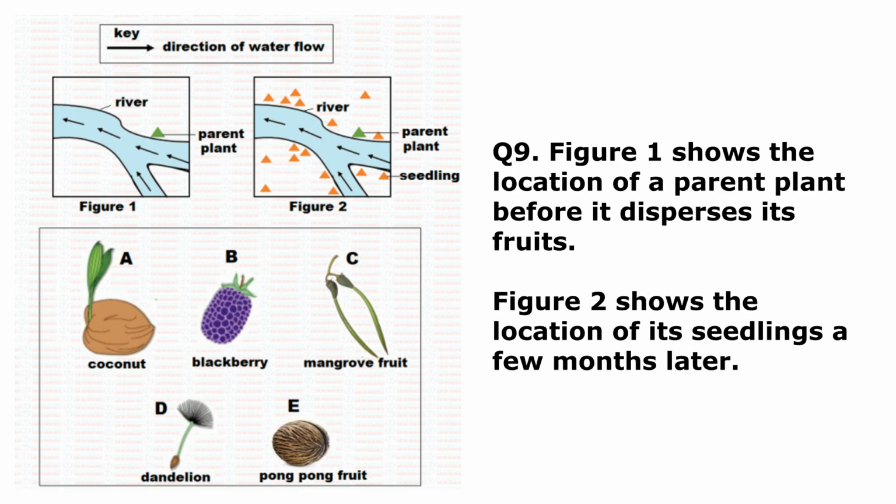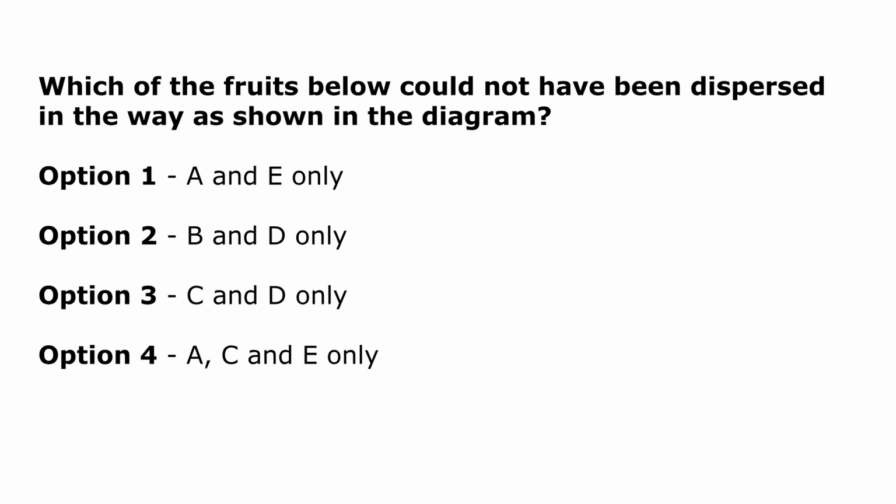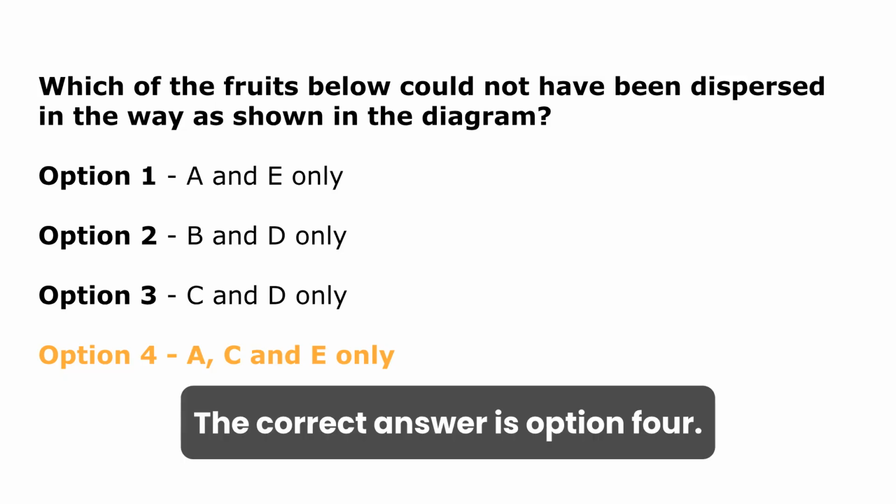Next question. Figure 1 shows the location of a parent plant before it disperses its fruits, while Figure 2 shows the location of its seedlings a few months later. Which of the fruits below could not have been dispersed in the way as shown in the diagram? The correct answer is option 4.